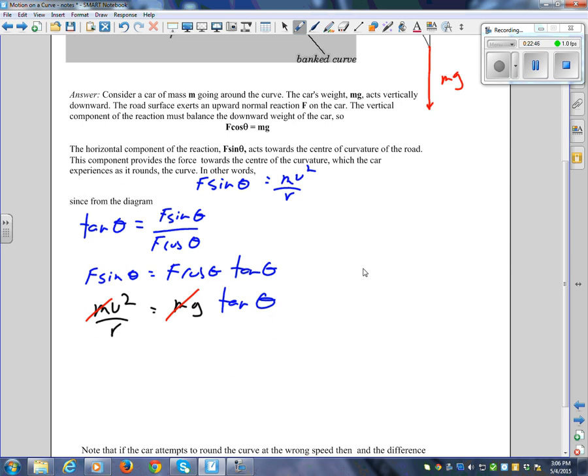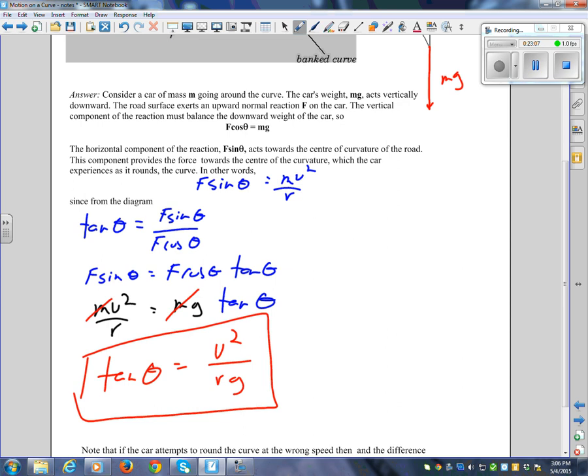So the mass cancels out, and what are you left with? I want tan theta by itself, by the way, because that's what I'm trying to find out. I'm trying to find the angle of curvature. So tan theta is equal to v squared over rg, the g goes down here. And that, my friends, is the formula that you want for a banked curve. So, I just derived the formula.